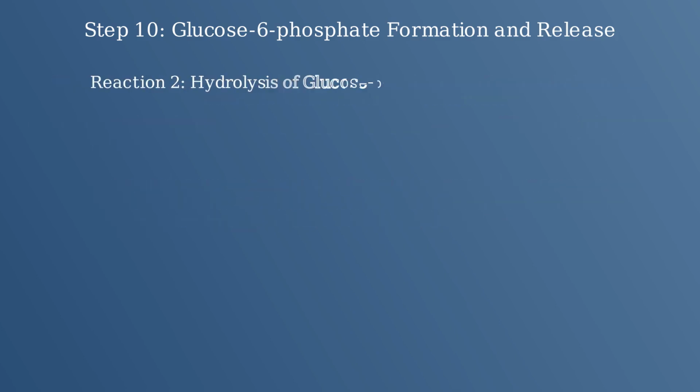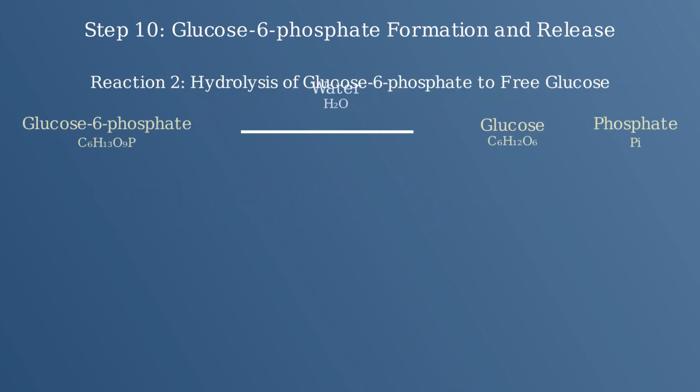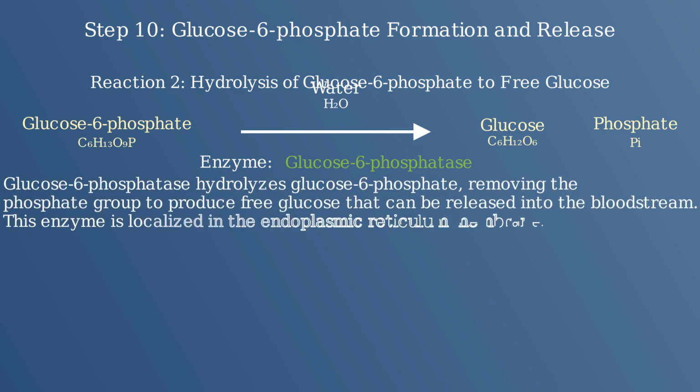The second and final unique step in gluconeogenesis is the hydrolysis of glucose 6-phosphate to produce free glucose. This reaction is catalyzed by glucose 6-phosphatase, which is located in the endoplasmic reticulum membrane. The enzyme hydrolyzes the phosphate bond, using water to release free glucose and inorganic phosphate.